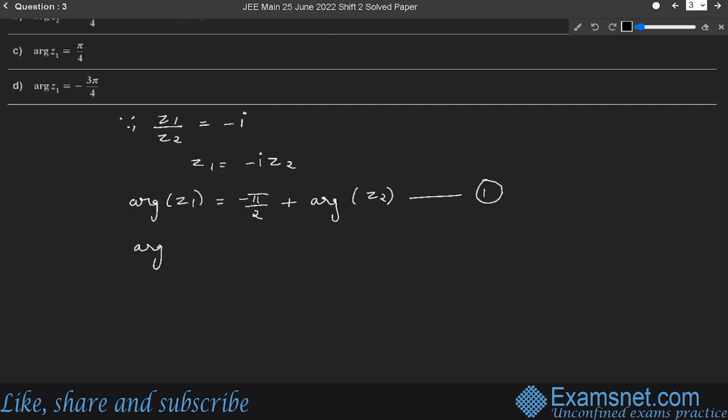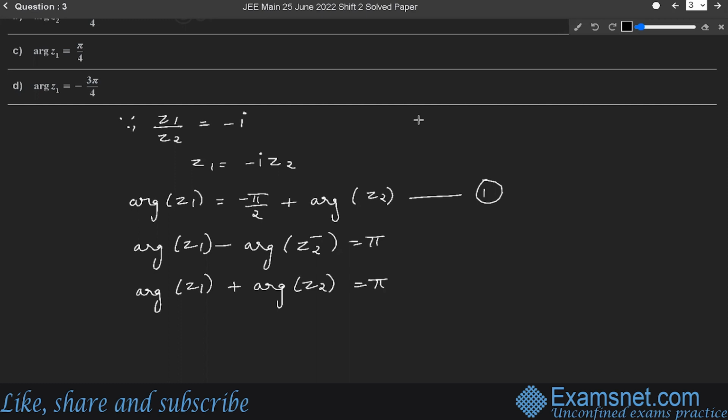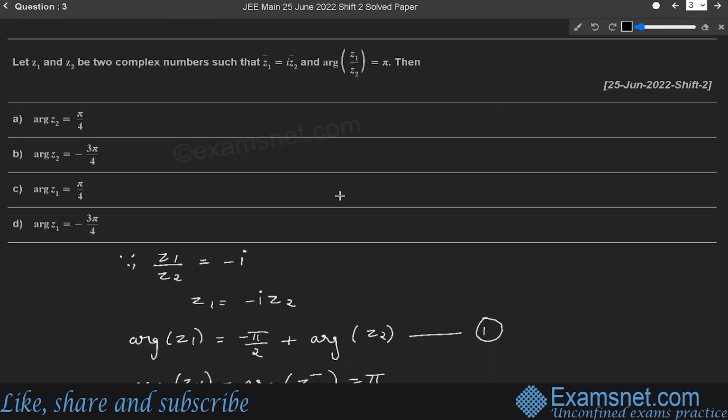Also, the argument of Z1 minus the argument of the conjugate of Z2 is equal to π. It implies that the argument of Z1 plus the argument of Z2 is equal to π. So let this be equation 2. From equations 1 and 2, we get the argument of Z1 is equal to π/4 and the argument of Z2 is equal to 3π/4. Hence, we can say that the correct option for this question is option number C.